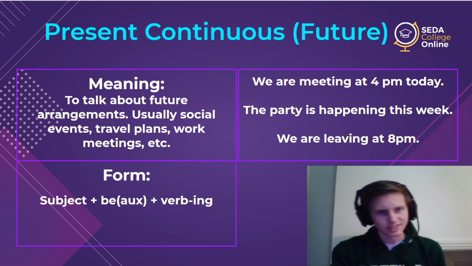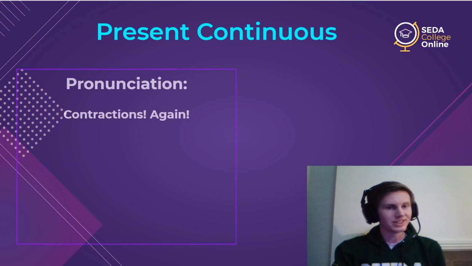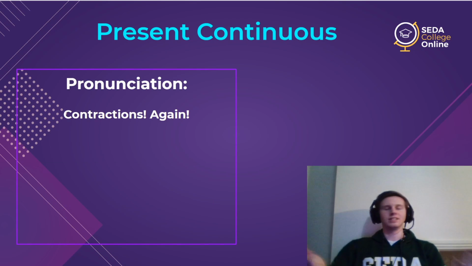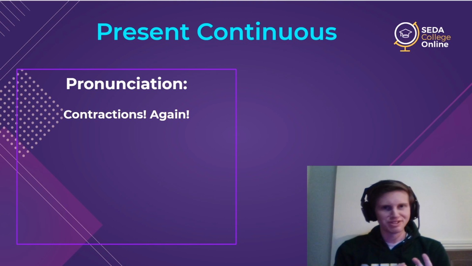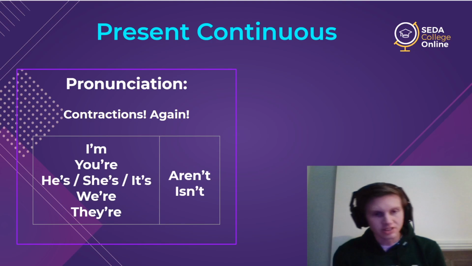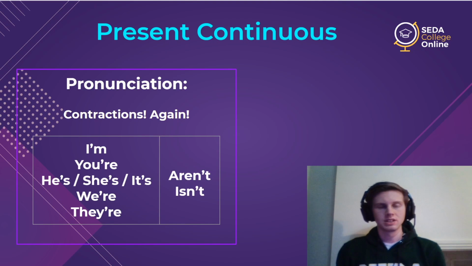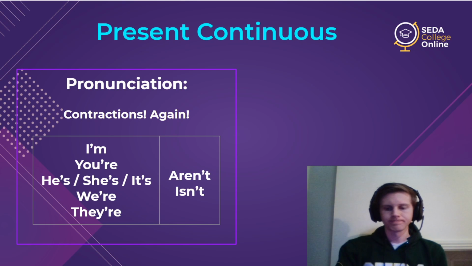Now, can you guess what will be the pronunciation? You guessed correctly, contractions. Again. So they're back for the third time now. So these are the same as well from the previous lesson. The present continuous pronunciation is exactly the same. Fortunately, it's the same. So you only have to learn all this once. Same contractions. I'm, you're, he's, she's, it's, we're, they're, and aren't and isn't for the negative contractions.